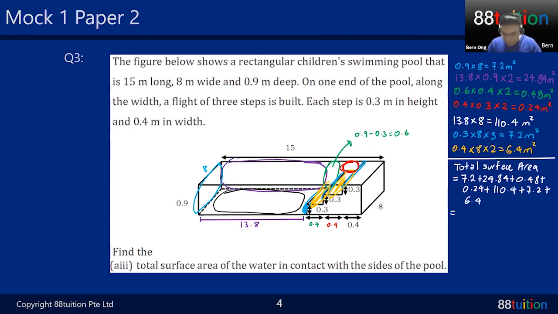Press carefully also, because at this moment you don't want to make a careless mistake by pressing wrongly. That will be so sad. All your effort, all your hard work, imagine, then you press wrongly. Answer will be 156.76 meters square. I got it. And this is the answer.